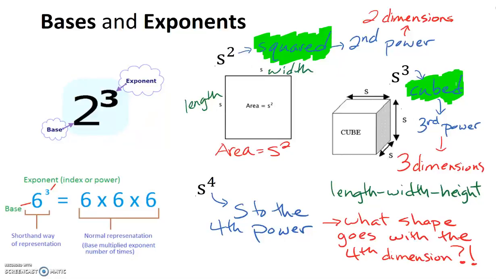This is a great concept. The reason why is it simplifies ideas for us. And it does that using a base. Here we have a base 2. This is the number that's going to get multiplied by what? Well, it's going to get multiplied this many times, 3 times. So 2 times 2 times 2.